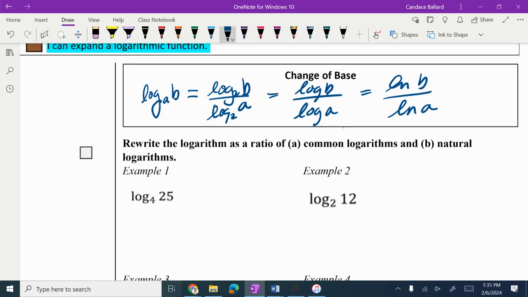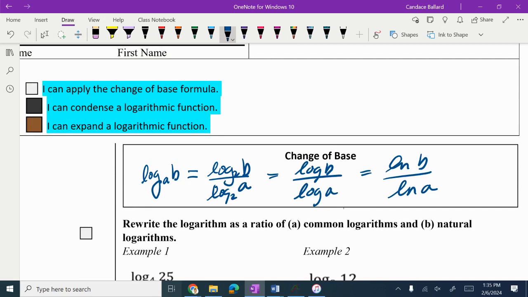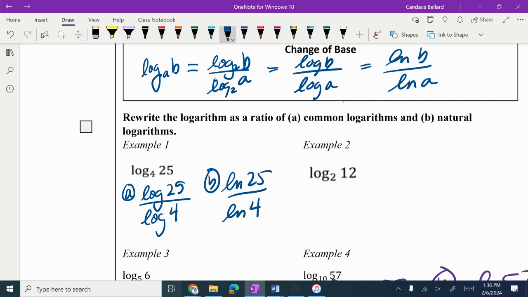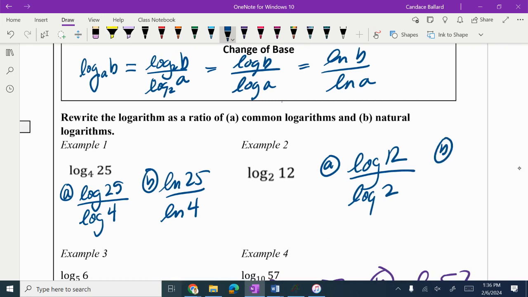So we're going to write it in a couple of different formats. So we're first of all doing this, I can apply the change of base formula. We're supposed to rewrite the logarithm as a ratio of common logs and then as a ratio of natural logs. So these are ratios. Remember, fractions are ratios. So for common logs, I'm just going to go log, and I'm not worrying about the base. I take log of the big number in size, not in quantity. So log of 25 divided by log of the base, log of 4. To do the natural logs, I would just do natural log of 25 divided by natural log of 4. On example 2 here, again, I'm going to do log of the large number, 12, over the log of the base, 2. To do natural logs, I'm going to do natural log of 12 over natural log of 2.